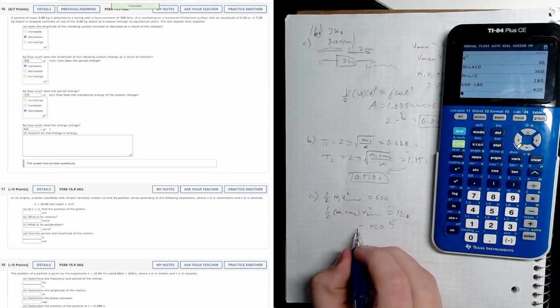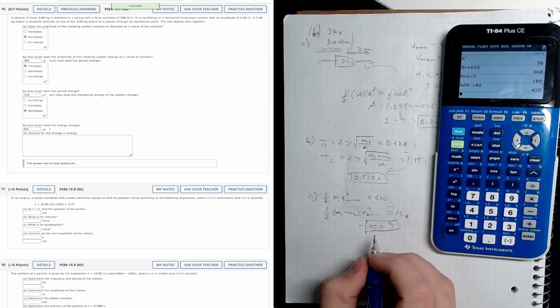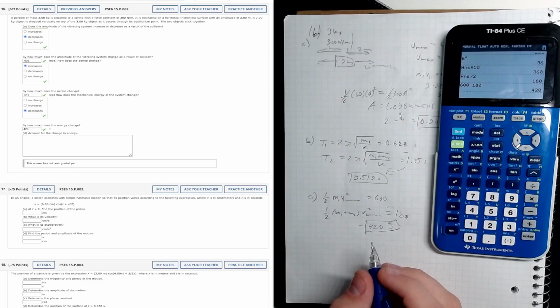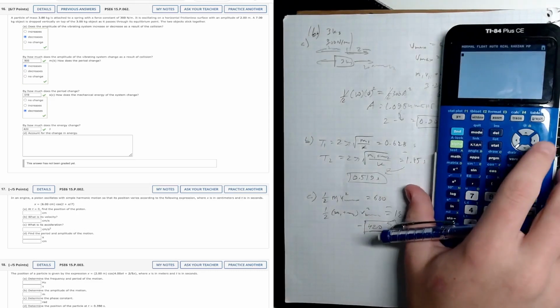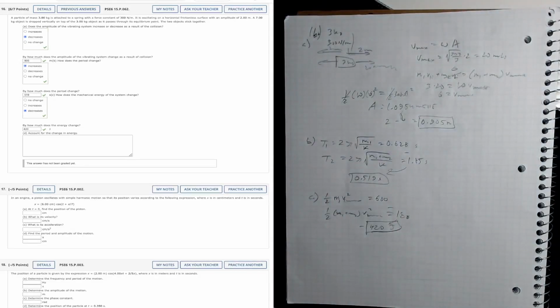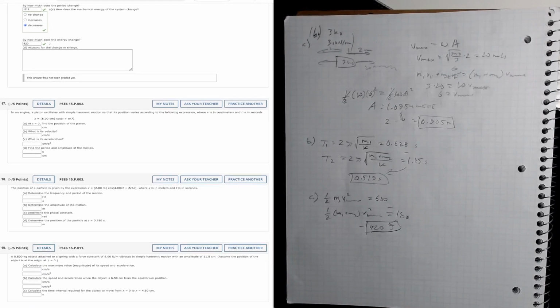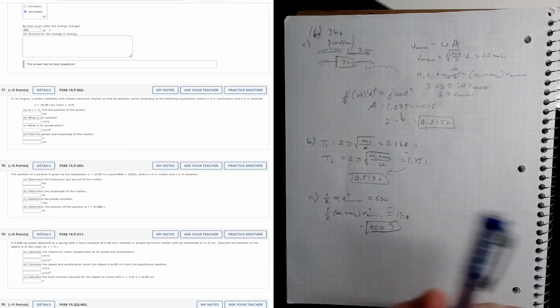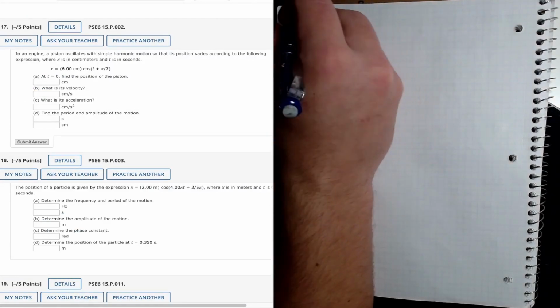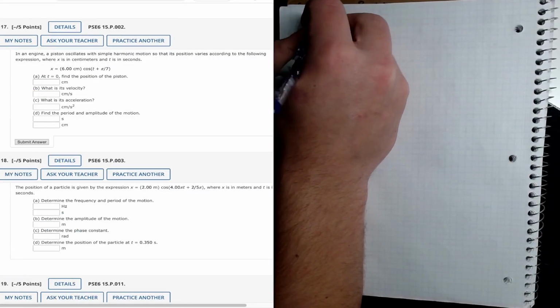And voila, guys, that is the answer to problem number 16, A through C. Obviously 16D says account for the change in energy. I'm going to let you guys do that on your own because it's an open response one. So, alright guys, now on to problem number 17.